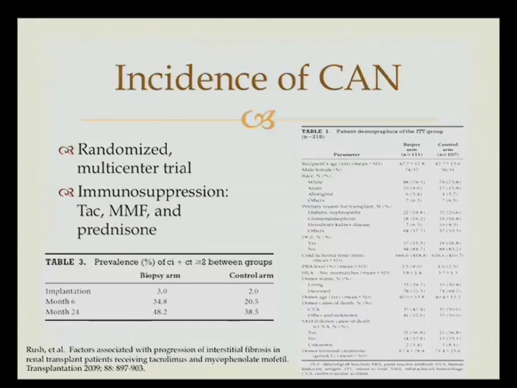At 2 years, almost half of the patients in the biopsy arm had CAN, and about 40% in the control arm had CAN. So this tells us that CAN occurs early, even if it's mild. And not only does it occur early, new cases of CAN continue to develop. So there is progressive injury to the allograft that develops over time.